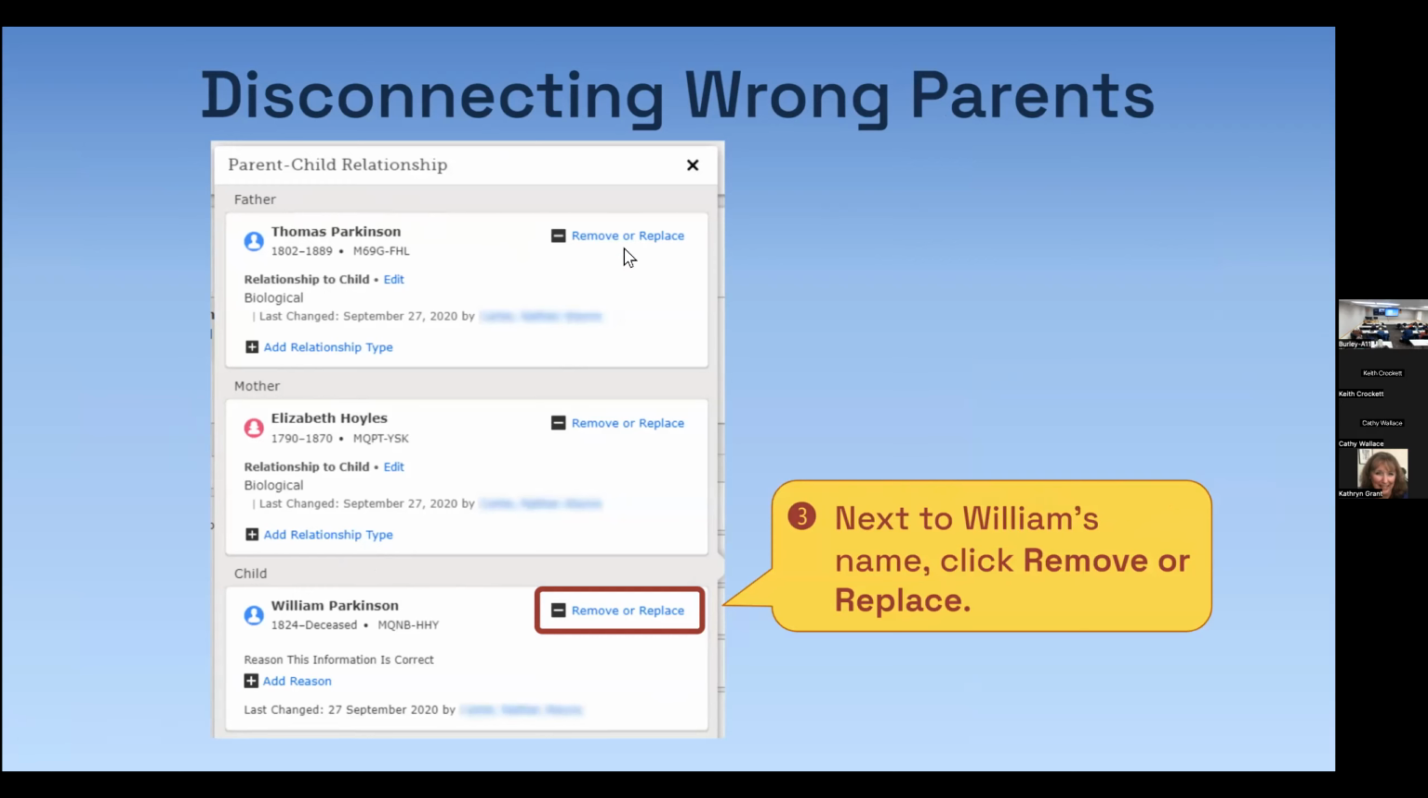You might be tempted to do the dad first and then do the mom. But here's the thing I think is not really obvious. If you click remove or replace next to the kid, it removes both parents at once. So it just saves you a little bit of extra time.